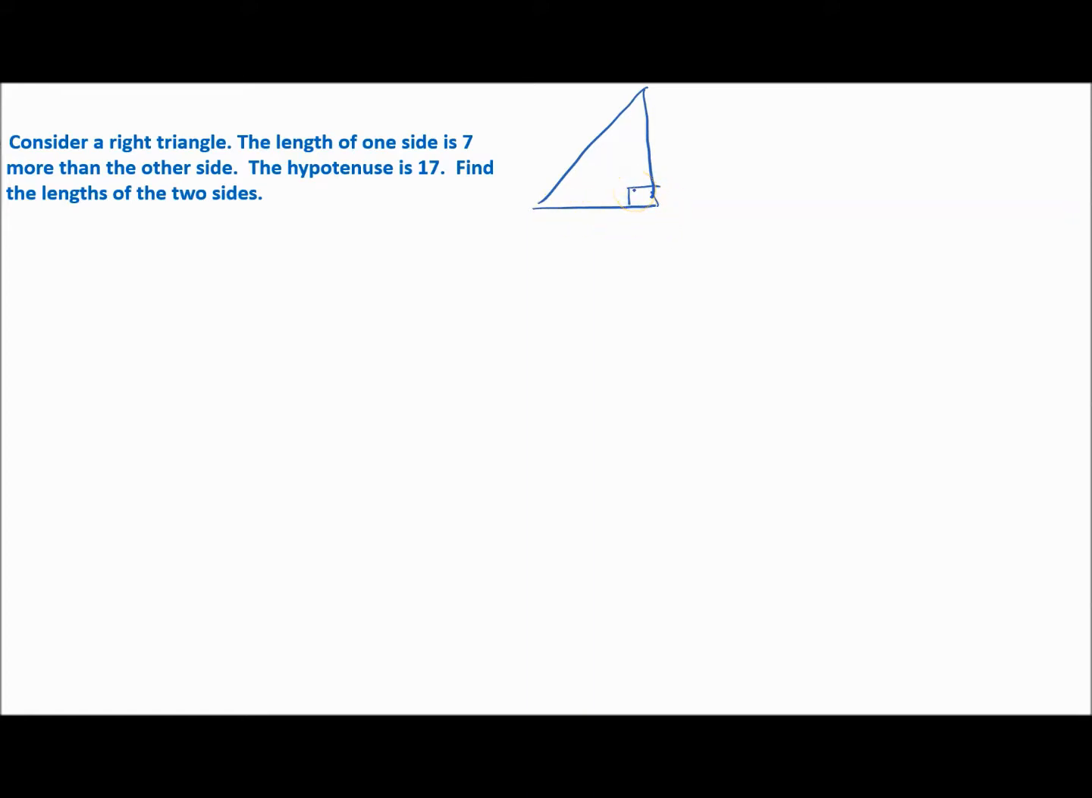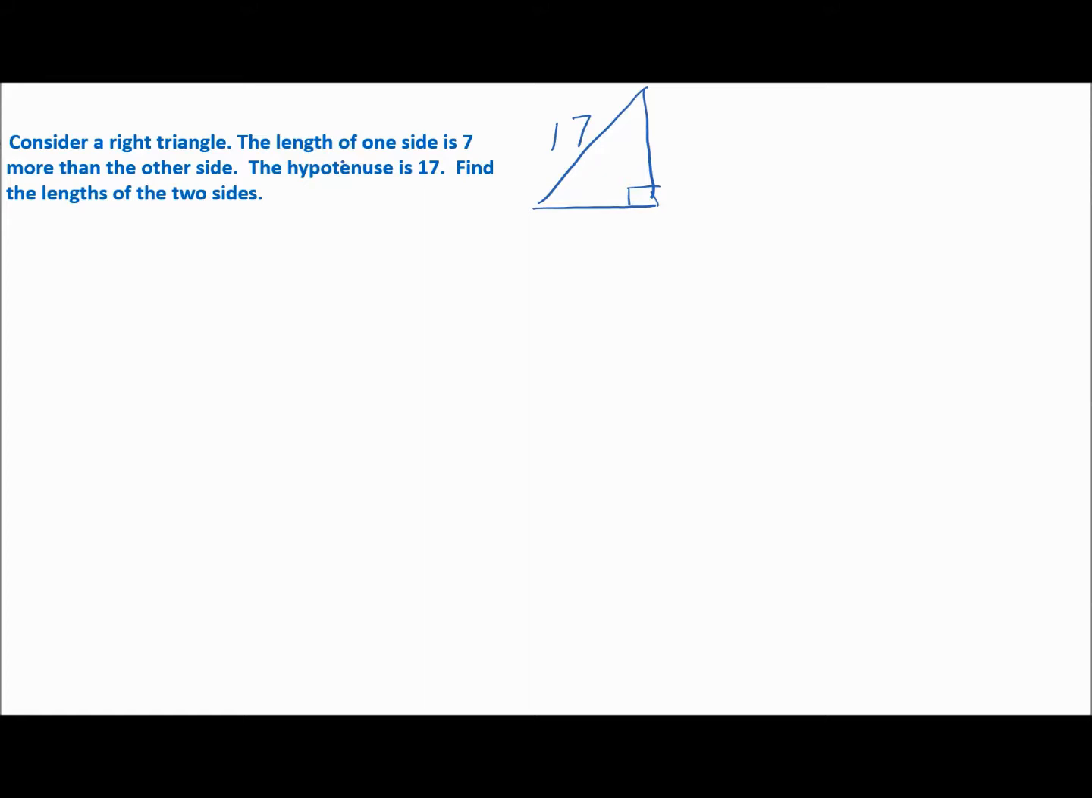The length of one side is 7 feet more than the other side, and the hypotenuse is 17. And most of you know the hypotenuse is the side across from the 90-degree angle. So this side right over here is 17. Okay? And then go back, it says the length of one side is 7 feet more than the other side.